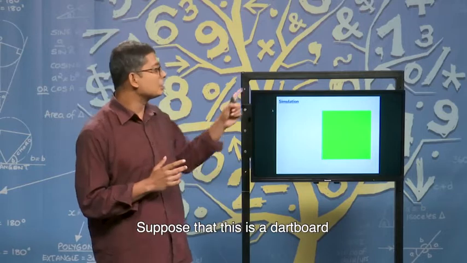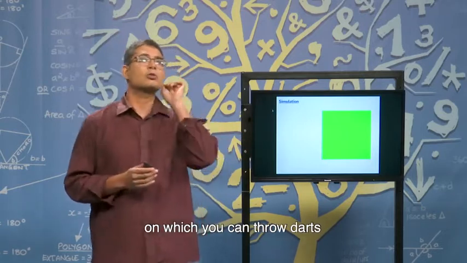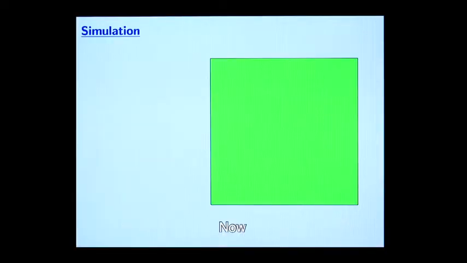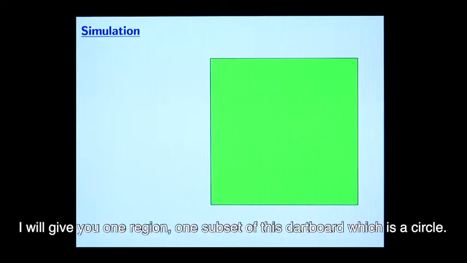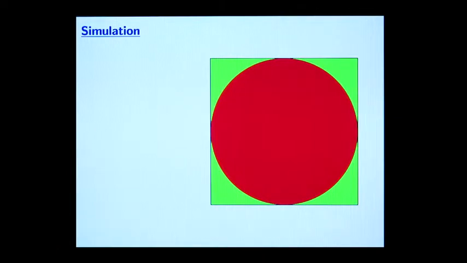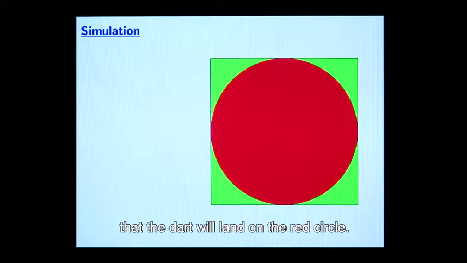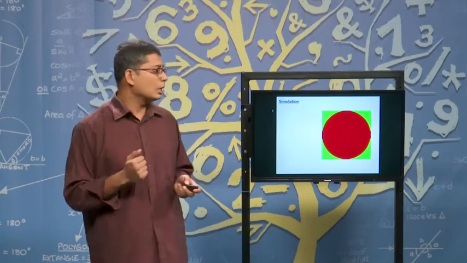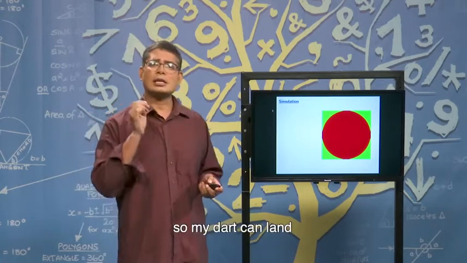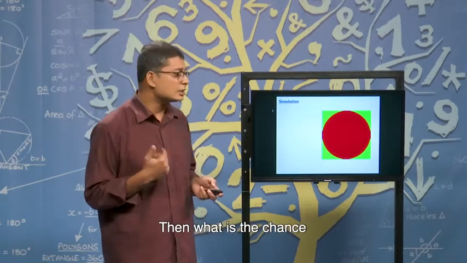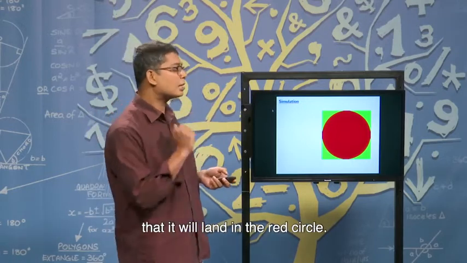Suppose that this is a dart board on which you can throw darts, and you are going to throw a dart on it. Now, I will give you one region, one subset of this dart board, which is a circle. I want to find out what is the chance that the dart will land on the red circle. Now, let us pretend I am a perfect novice at throwing darts. So, my dart can land anywhere in that green square. Then what is the chance that it will land in the red circle?